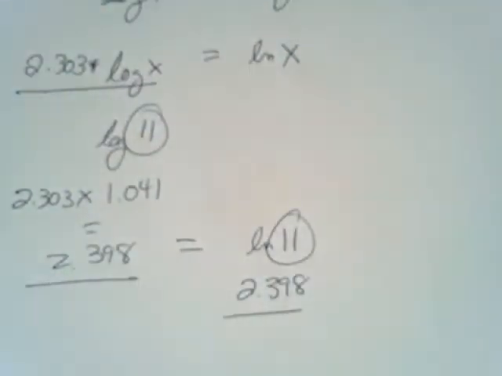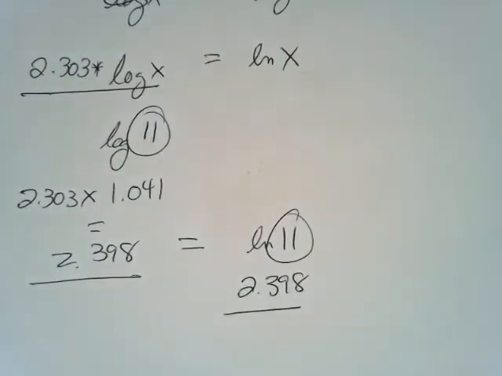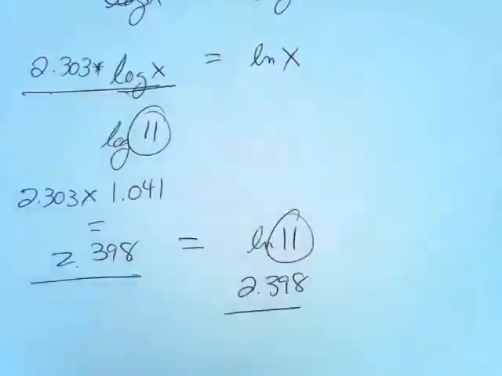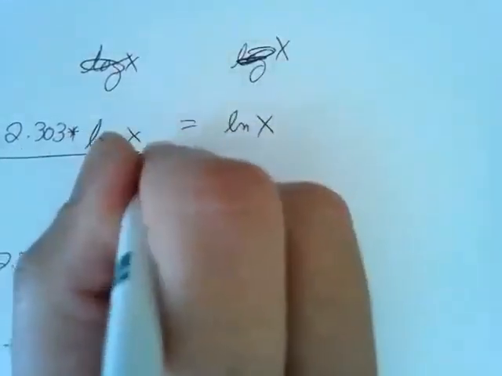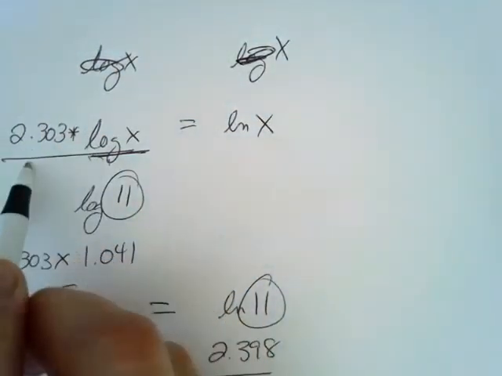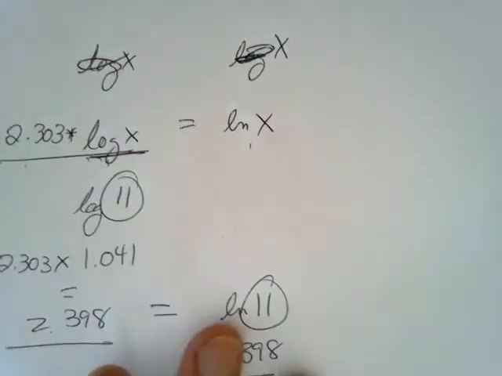And that will work with any number. I chose 11. You could choose 7,413,328. Take the base 10 log of that number, multiply by 2.303, and you will get the natural log.